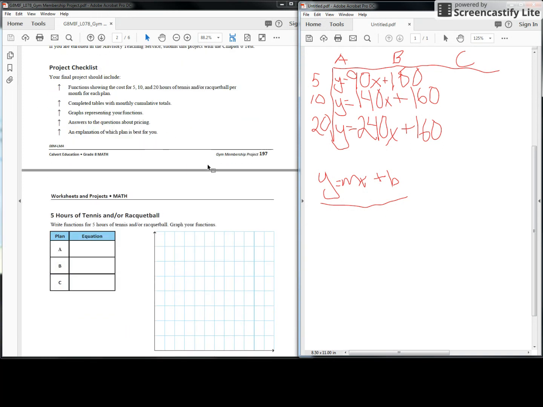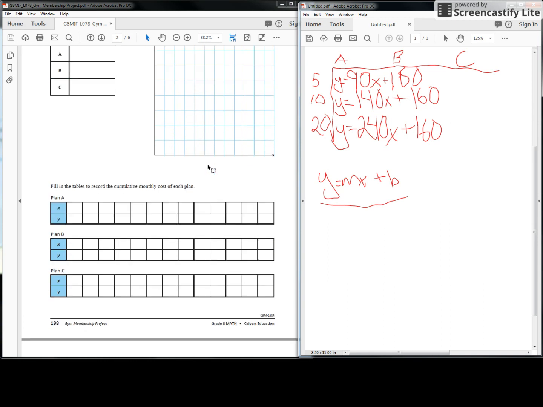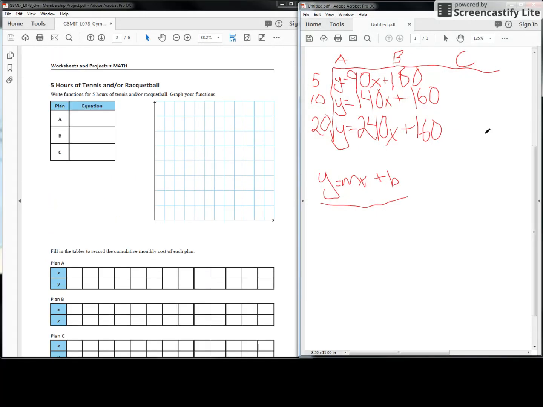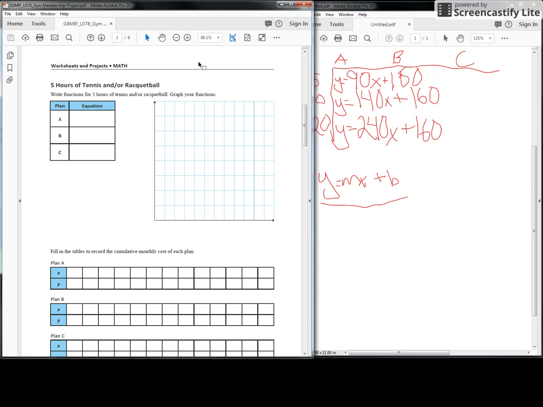Okay, so now I have these three equations, and I'm going to go down here. The data sheet is set up differently, but I find it easier to do these three at one time. So if you look at the data sheet, the first page is all about 5 hours of tennis and racquetball. So we already did that equation over here. I'm going to write it down on our data sheet. Y equals 90x plus 160.